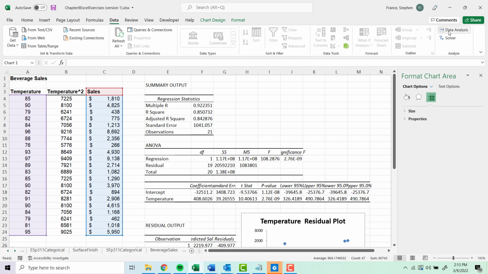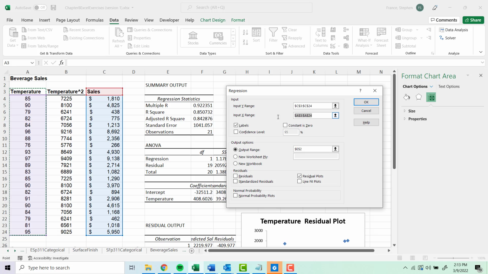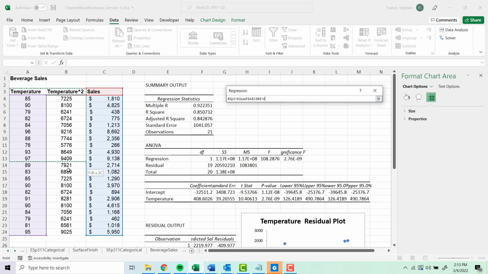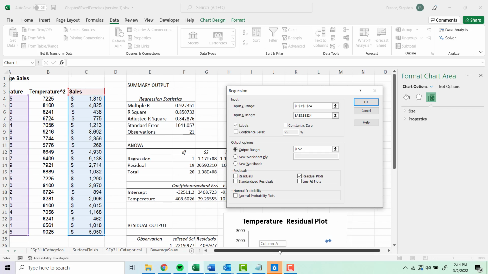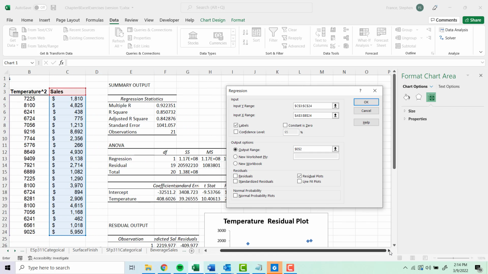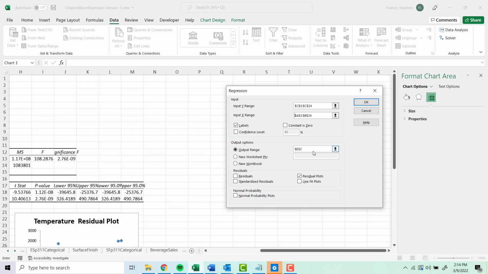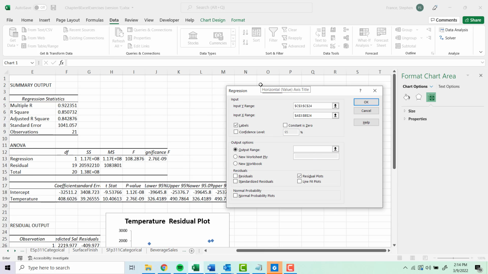So Data Analysis, Regression. Okay, the inputs for the X are there. Okay, I don't know quite what happened there. The inputs for the X are there, and the Y, and it's on the same sheet. And I'm going to put the output here so we can do side by side.